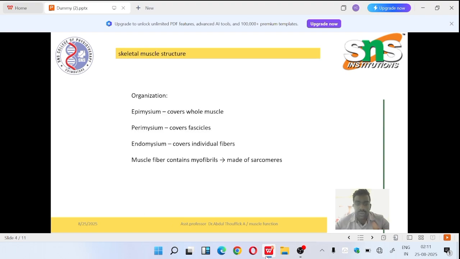Skeletal muscle is organized into layers: epimysium covering the whole muscle, perimysium covering the fascicles, and endomysium surrounding each muscle fiber. Each muscle fiber contains myofibrils, which are made of repeated contractile units called sarcomeres. The sarcomere is the true functional unit of muscle.